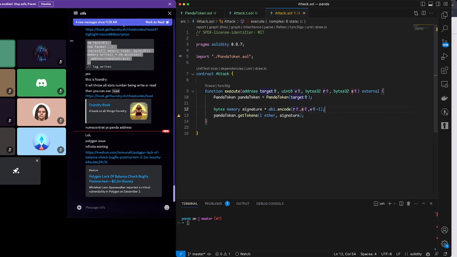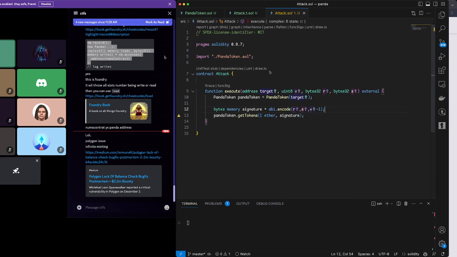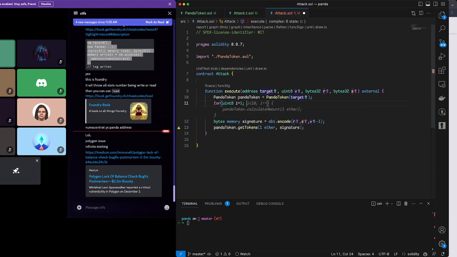So now we also know we need this to be a loop. So let's create a loop. Let's say for uint8 i equals 1. We're going to start with i equals 1, so we want to loop through this 3 times. So i less than 4, and then we'll increment i each time through.